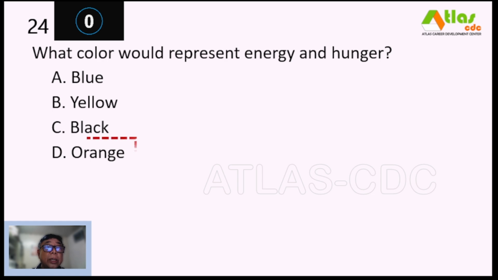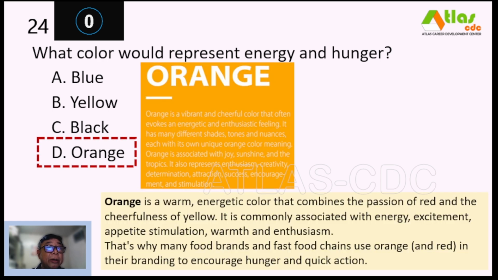And our correct answer is letter D, orange. So orange is a warm, energetic color that combines the passion of red and the cheerfulness of yellow. It is commonly associated with energy, excitement, appetite, stimulation, warmth, and enthusiasm. That's why many food brands and fast food chains use orange and red. Wala kasi red sa choices, no? In their branding to encourage hunger and quick action.